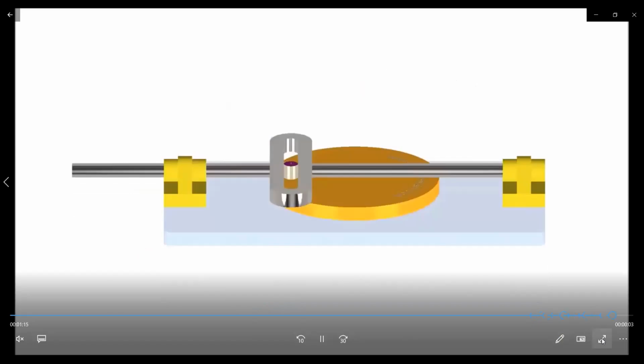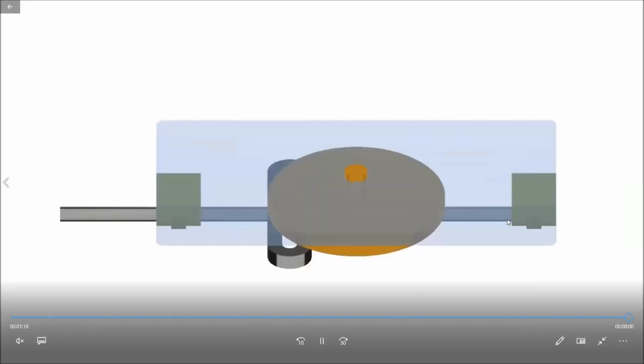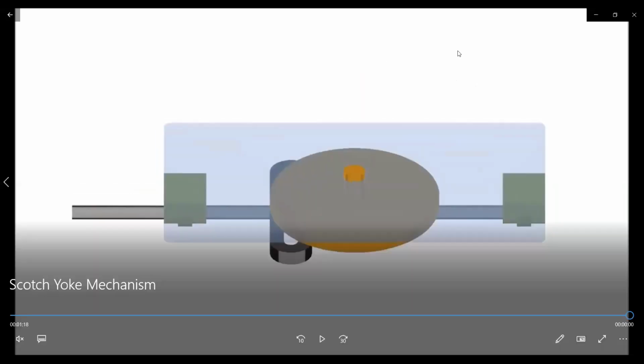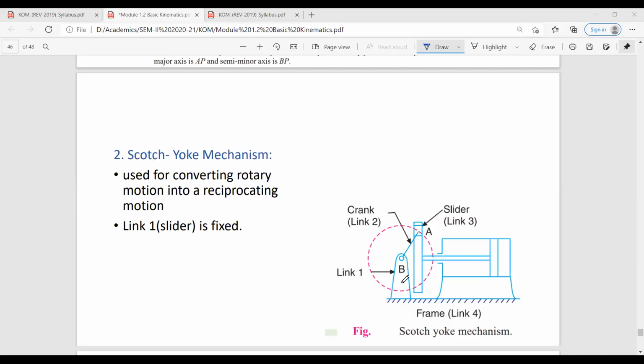Okay, so I think you got an idea. I will now explain it with the diagram. So it is your Scotch yoke mechanism. This is your link 2 bar. We are calling it as bar. And link 1 is nothing but your slider which is fixed.